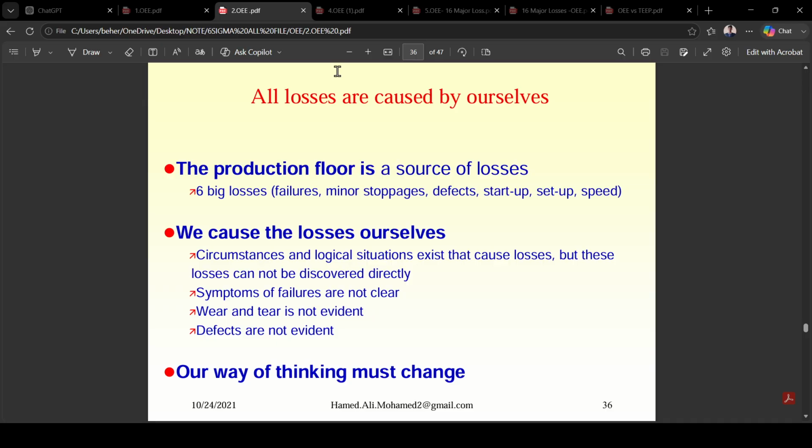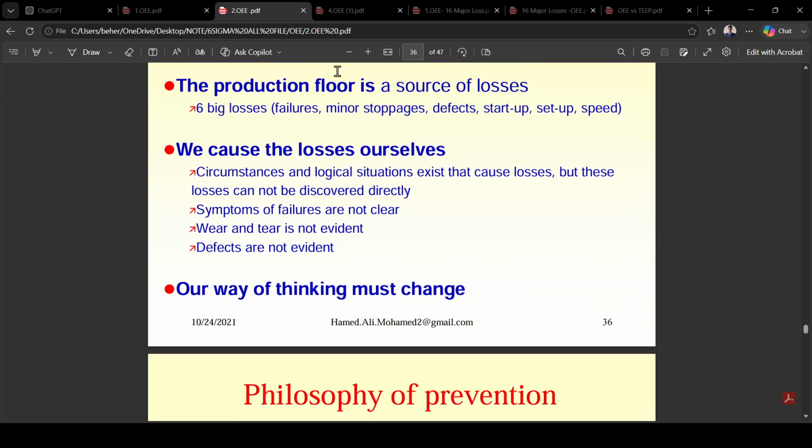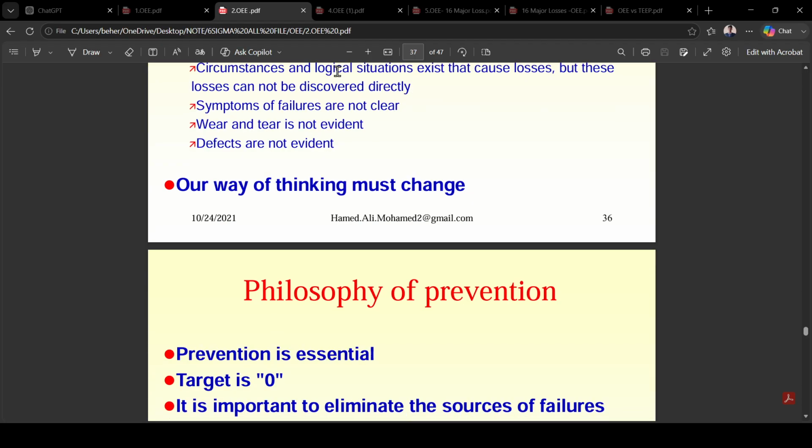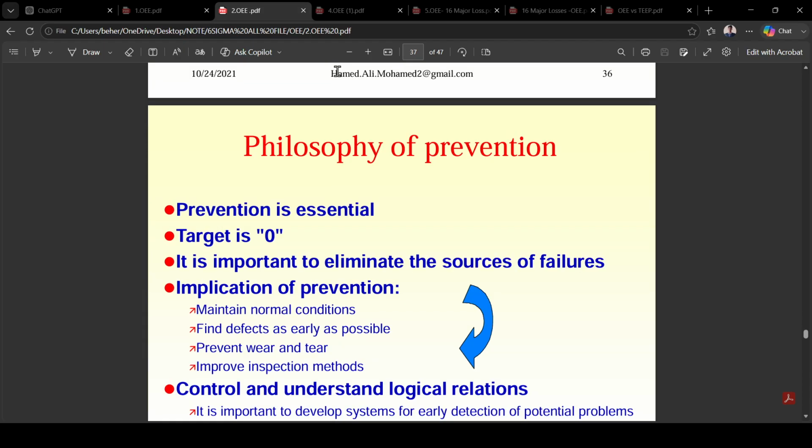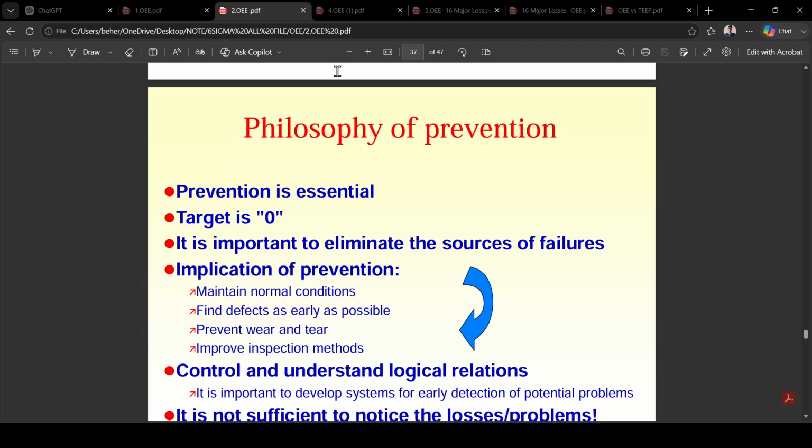Symptoms of failures are not clear. Wear and tear is not evident. Defects are not evident. So our way of thinking must change. Philosophy and prevention: preventing is essential. The target is zero. It is important to eliminate the sources of failures, and to improve.